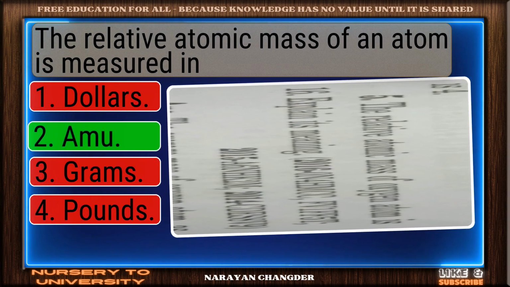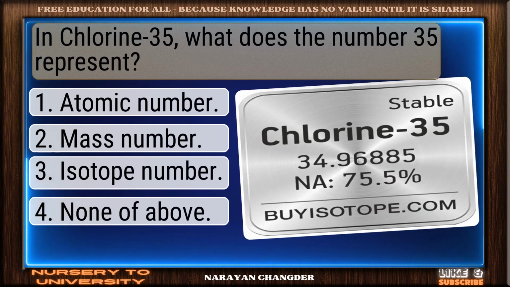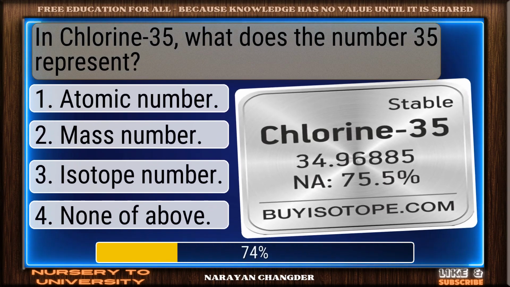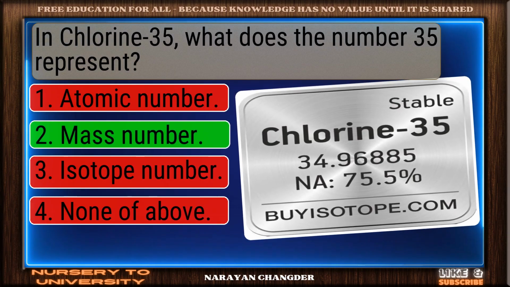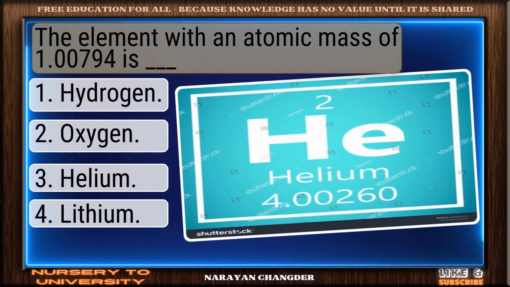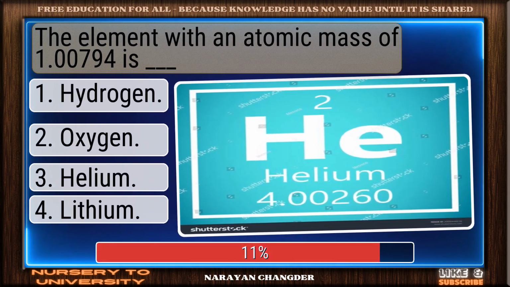Bravo! A mu is the answer. In chlorine-35, what does the number 35 represent? Exactly. Mass number makes sense. The element with an atomic mass of 12794 is dash.